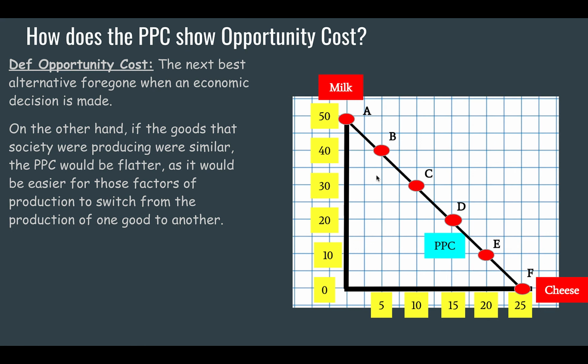So this is why, because these goods are so closely related, because they're close substitutes, I suppose, if the goods the society were producing were similar, the PPC would be flatter. Because it's like, okay, we've got loads of milk, and now we've produced loads of milk, what do we do with it? We make cheese. The idea is that with these two goods, it's so easy for the factors of production to move from making milk to making cheese, because they're so related, that they would be suited to producing both goods, and as such there wouldn't be the bowed out shape.